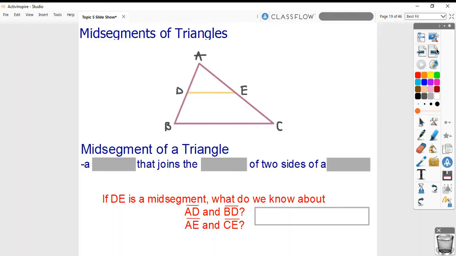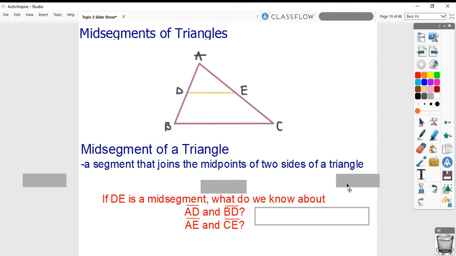And so I guess the first question is, what is the mid segment? This picture is a pretty good diagram of what a mid segment is. A mid segment is exactly what it sounds like. It is a segment that joins the midpoints of two sides of a triangle. So if DE is a mid segment, that means this point right here and that point right there are the midpoints of the two sides of the triangle. D is the midpoint of side AB, and E is the midpoint of AC.